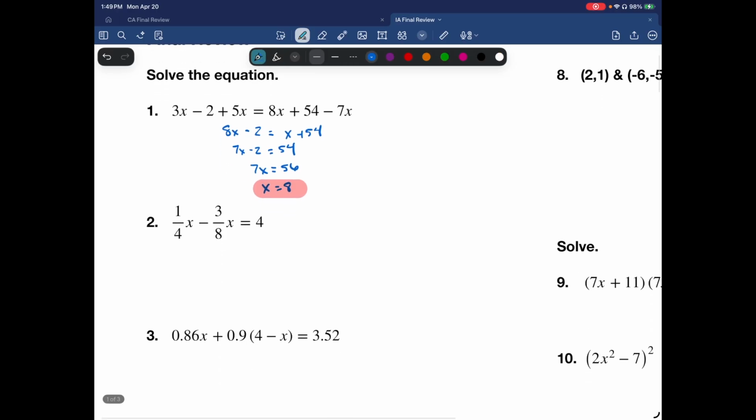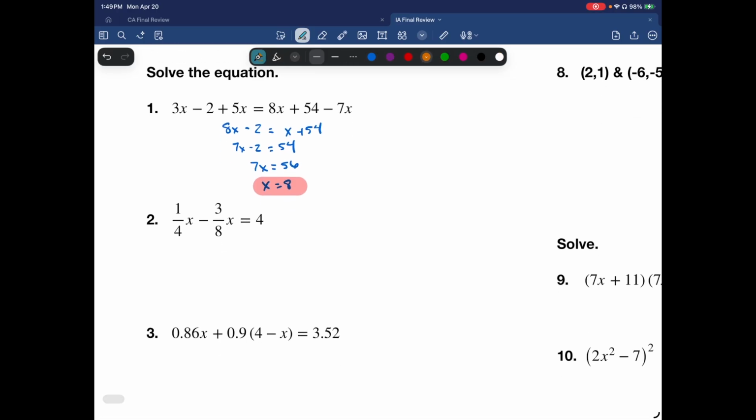All right, on number 2, we're going to do this thing called fraction busting. So 4 goes into 8. So 8, if I was going to get a common denominator, it would be my common denominator. So I'm going to multiply the entire thing by 8, and that's going to get rid of my fractions. And whether you were to work with the fractions or do what I'm about to do here, you get the same answer. So in my opinion, I'm going to get rid of the fractions.